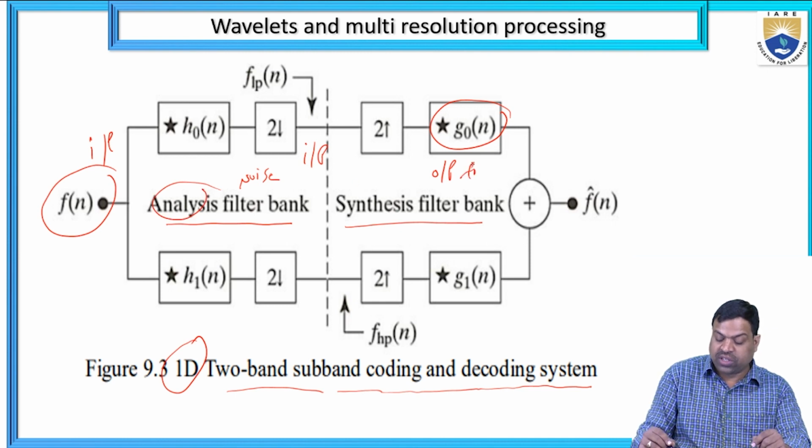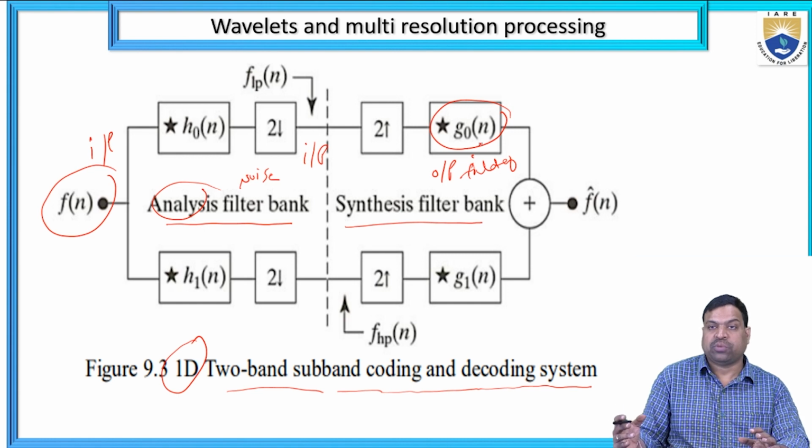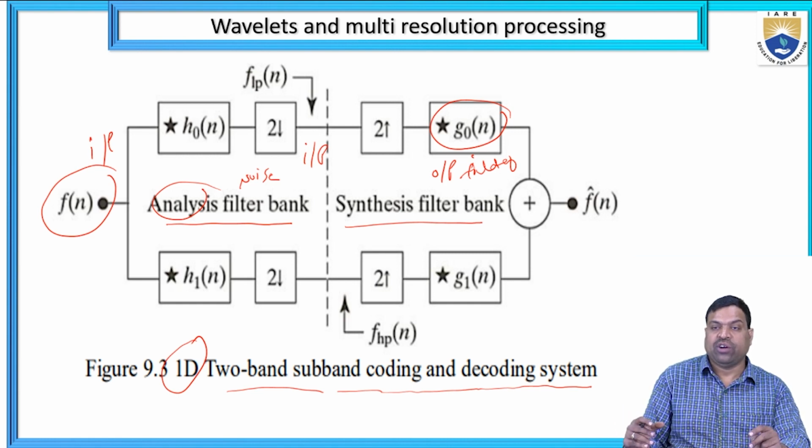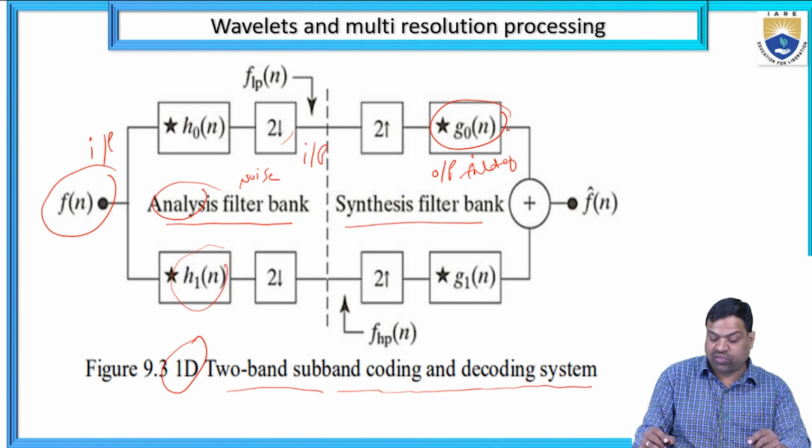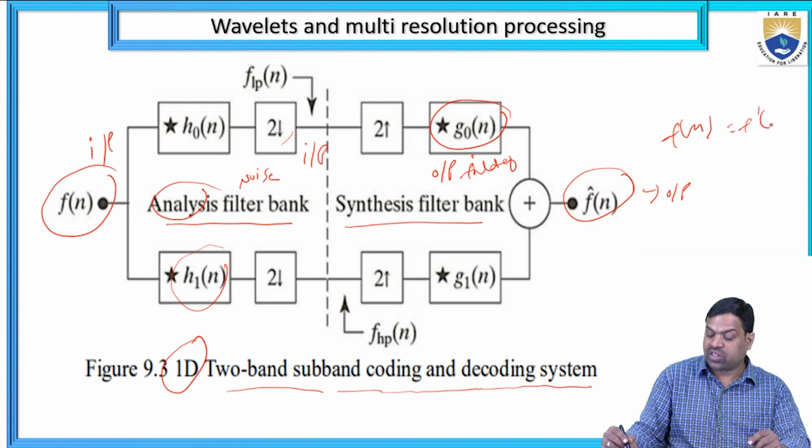Synthesis means we are applying the filter. If we know the percentage of noise, then we have to use the filter, and that is called the synthesis. It is at the output side. So h0 of n is the first stage, h1 of n is the reverse side, g of n is the top side, and g1 of n is the bottom side. f dash is equal to output, so f of n equals f dash of n.